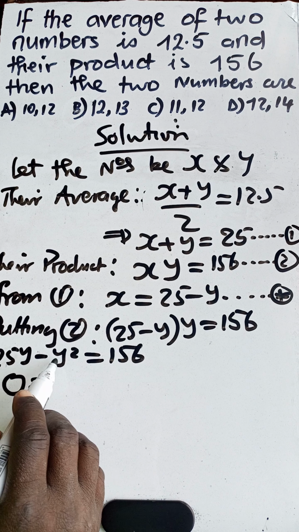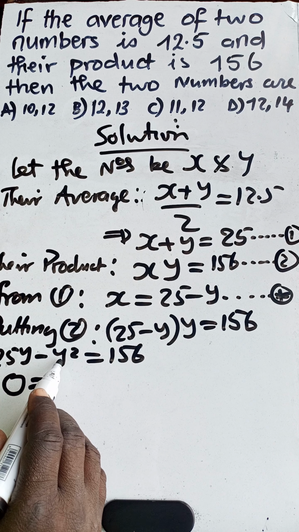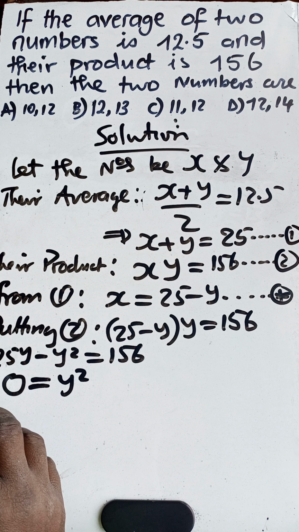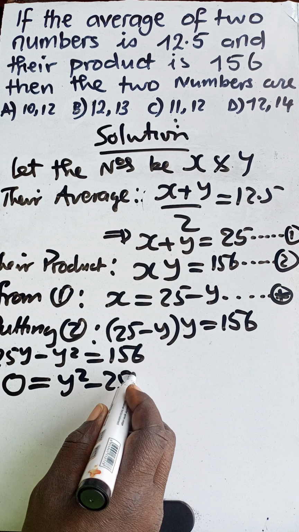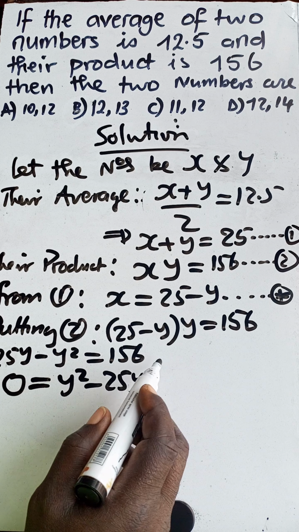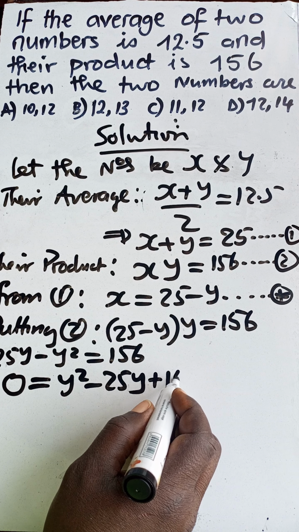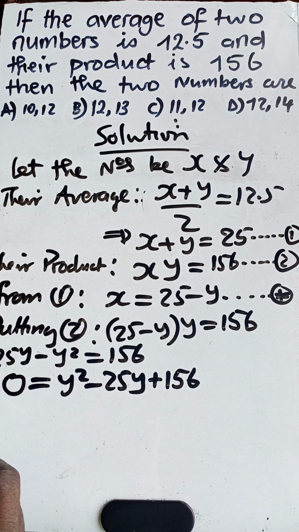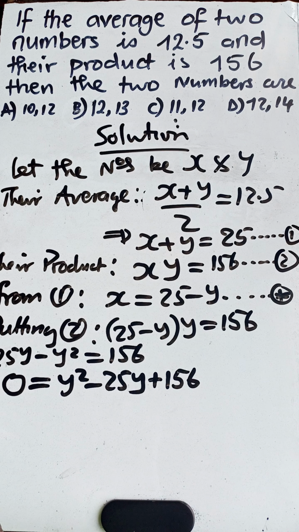That means we're going to carry everything that's on the left to the right hand side. Let's start with the highest power. Negative y squared, crossing over, becomes positive y squared. Positive 25y, crossing over, will become negative 25y. And 156 was already on the right hand side, so we just leave it there, positive 156. So this is a quadratic: y squared minus 25y plus 156 equals 0.